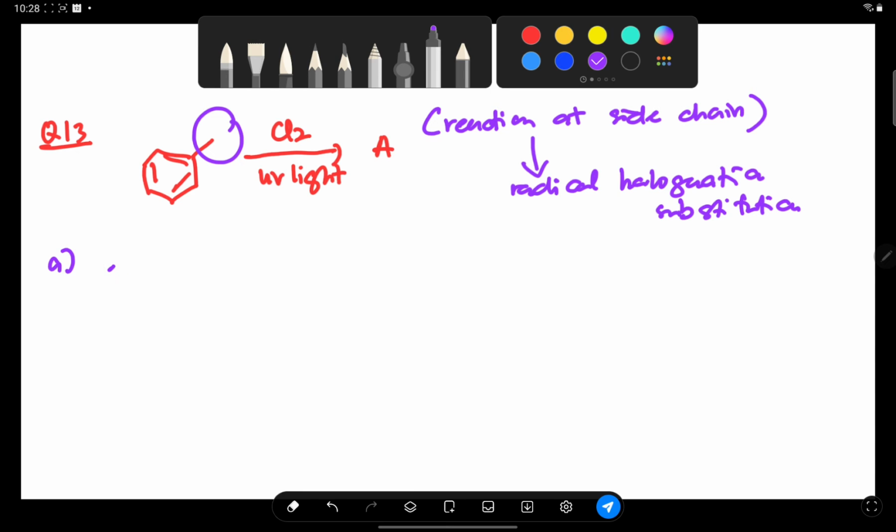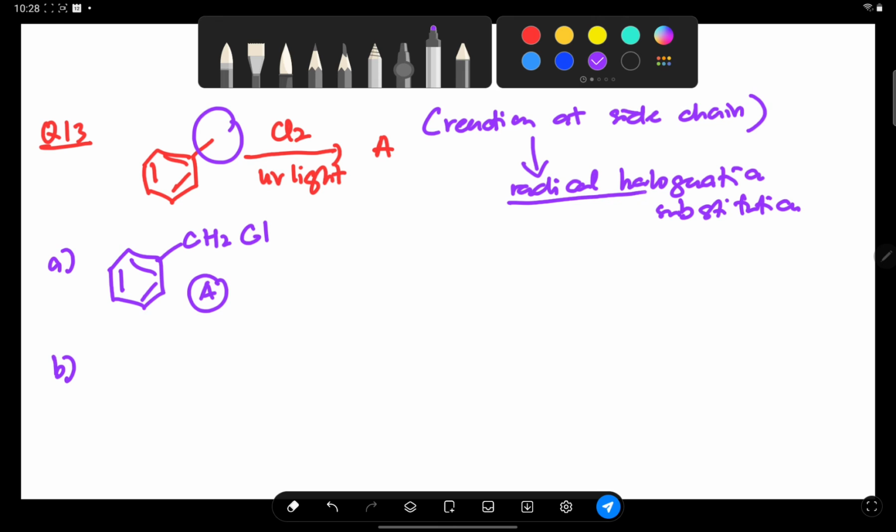So here, this is the alkyl group. This is a methyl, right? So it will become CH2Cl. Okay, this is the structural formula for compound A. And B, outline the stepwise mechanism for the above reaction. Okay, when it says stepwise mechanism, that is the keyword. The hint means you need to show the electron flow.